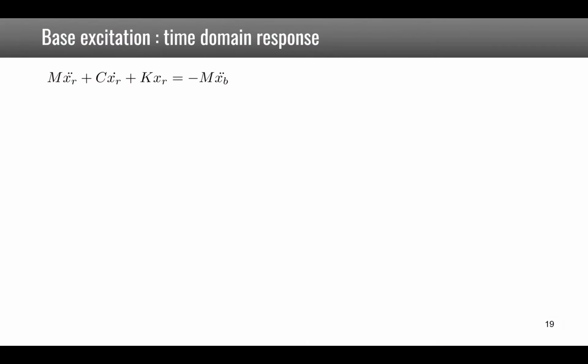As an example, let's take the response of a building to base excitation in the time domain, so with an earthquake excitation. We know that the equations of motion are written in terms of relative displacement xr, and that the forcing term is minus the mass matrix times the acceleration of the base, which can be written more generally as a transformation matrix T times a value of acceleration x double dot 0.